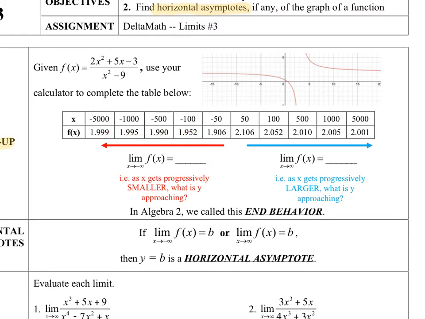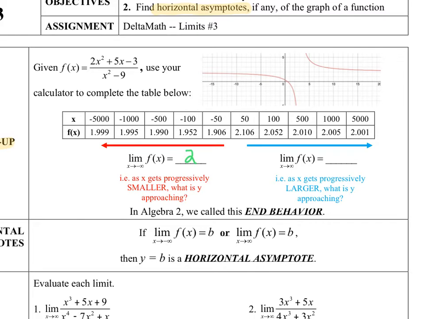Even though I stopped this x at negative 5,000, I could have picked an even more negative x, like negative 10,000, and substituted it into this function, and I would have gotten a number that's even closer to 2 than 1.999. So the limit as x approaches negative infinity of f of x is 2.